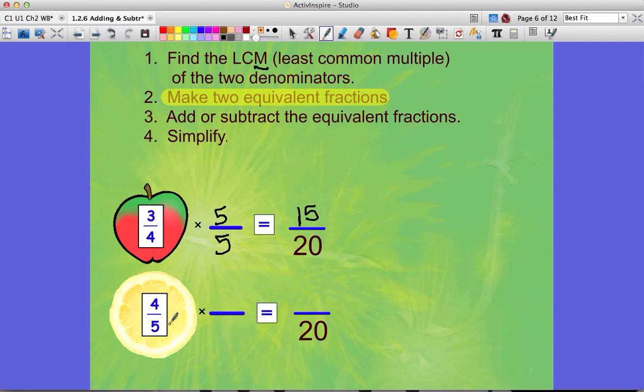And then I have to do the same on the bottom. So in this case, I'm going from 5 to 20. I know that I have to multiply by 4. I know that what I do to the bottom, I have to do to the top. So I'm going to multiply 4 times 4, and that gives me 16.